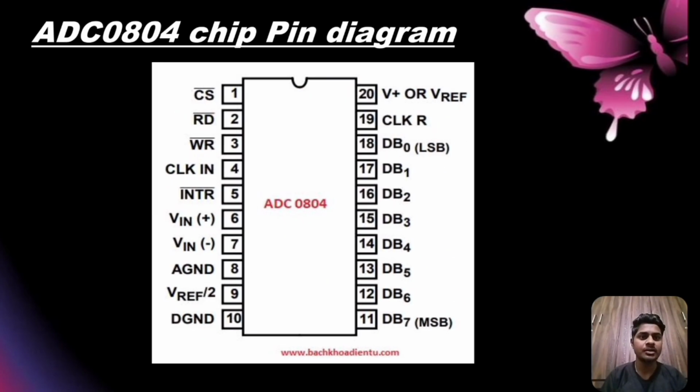An external RC network can be used to set the internal clock frequency. You can see the ADC0804 chip pin diagram. This is the ADC0804 chip pin diagram, where it has 20 pins, where input and output are taken, and the clock pin is also used. Ground and other pins are all used in the ADC0804 chip.